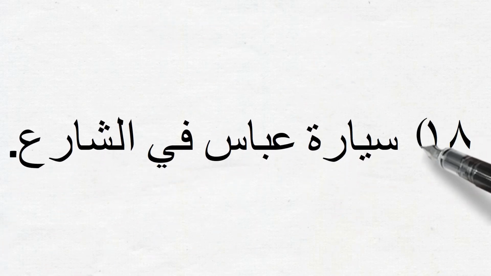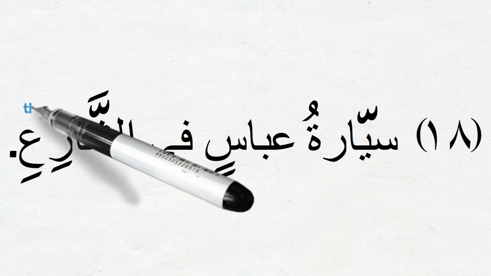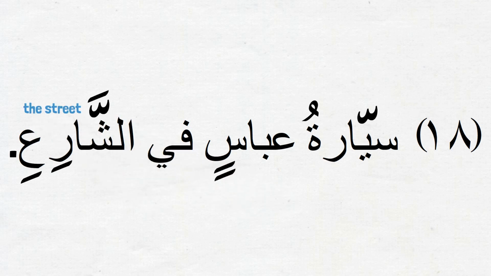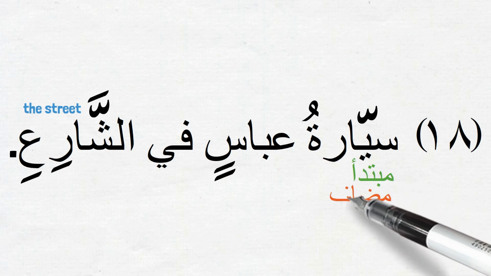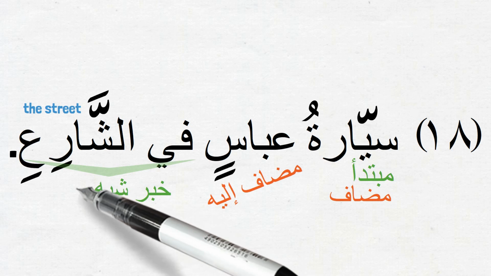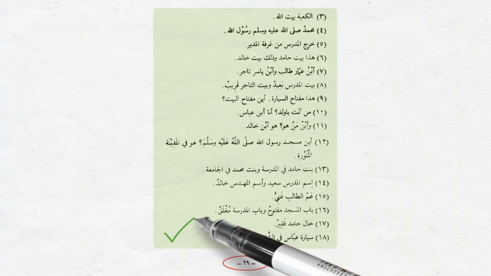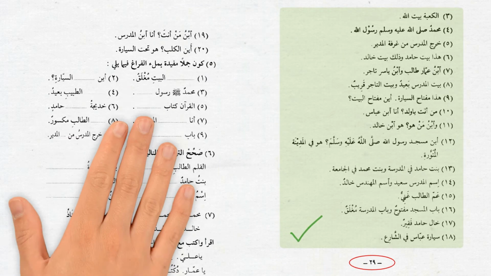Number 18. سيارة عباس في الشارع. The car of Abbas is in the street. Here the ism الشارع means the street. السيارة is the mubtada and it is also mudaf, and عباس is the mudaf ilayh. في الشارع is the khabar شبه جملة. We are at the end of page 29. Let's flip to the next page to finish up the exercise.